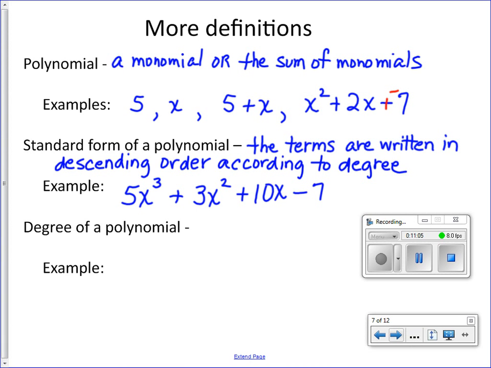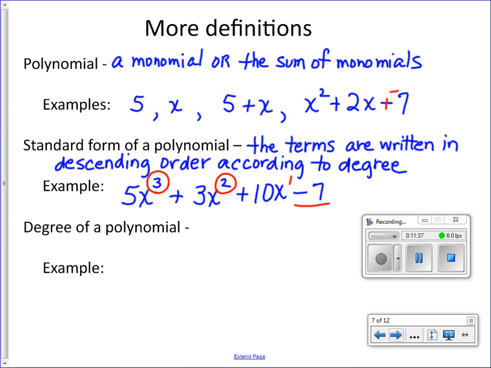It doesn't matter what the coefficient is. Only look at the exponent. 3 is the highest exponent. 2 is the next highest. 10x has an exponent of 1, which would be the next highest. And any constant has a degree of 0. So every constant is written as the final term. This is what is known as standard form, and all your answers will be given in this form.